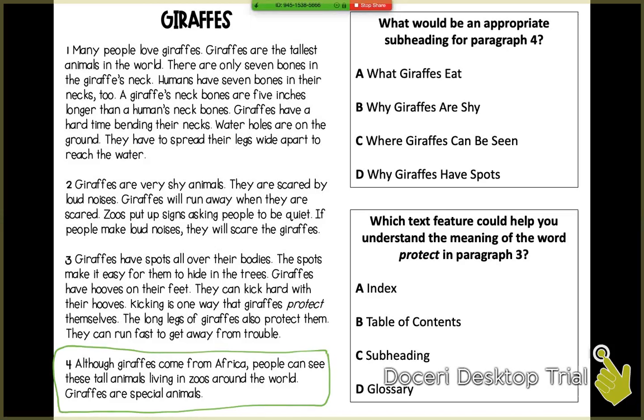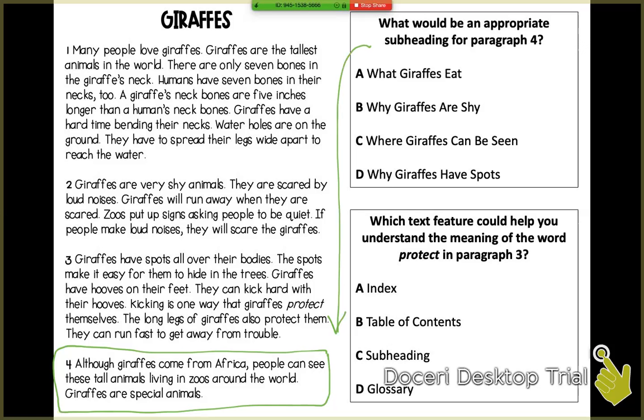Okay, so remember our song, the headings and subheadings, they focus on what? The part that's coming up. So we need to come up with a subheading for this paragraph that tells us what's coming up in this part. It's going to help us to organize the text into different sections. So what would be a subheading that would match this text down here? Okay, so it talked about where giraffes come from, but even though they live there, you can go to zoos and see them and they're special.